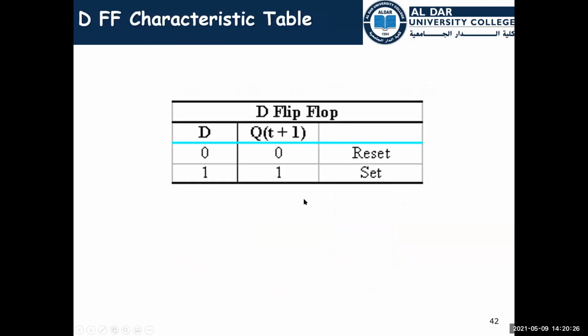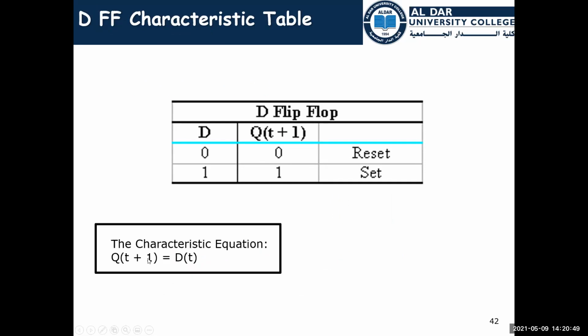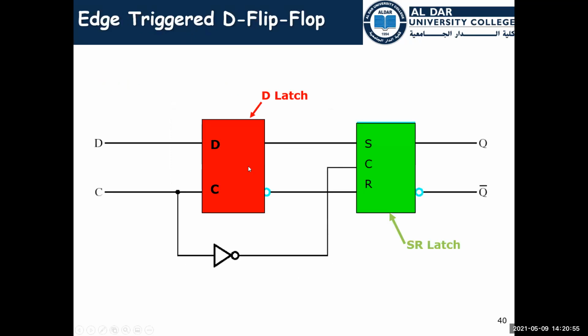And this is the characteristic table of the D flip-flop. It is simpler than the JK flip-flop. We have D as the input and Q of t plus 1. So 0 is reset and 1 is set. And the characteristic equation is, sorry, this is the D latch, not the entire D flip-flop. We just describe the characteristic table.